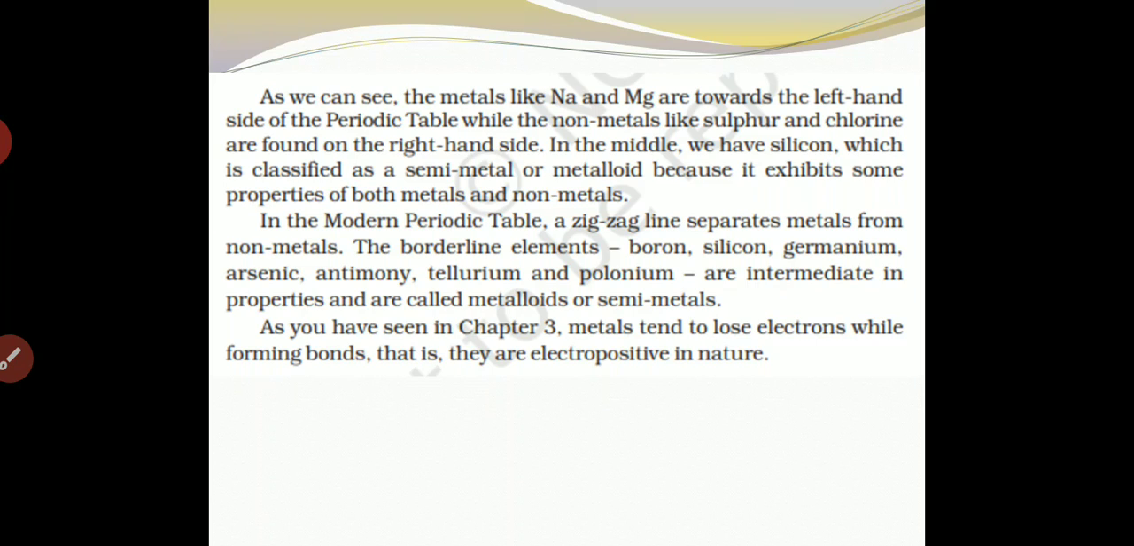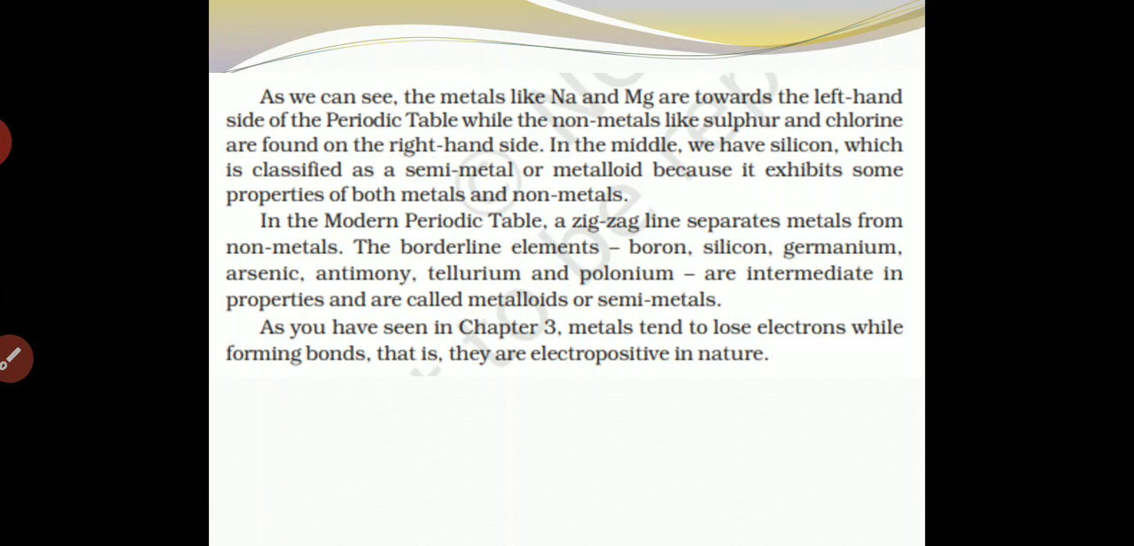In that periodic table we are seeing that there is a distinction between metals, non-metals and metalloids. Metalloid means having both characteristics, which are classified as semi-metals or metalloids because they exhibit some properties of both metal and non-metal. The borderline elements boron, silicon, germanium, arsenic, antimony, tellurium and polonium are intermediate in property and are called metalloids or semi-metals.